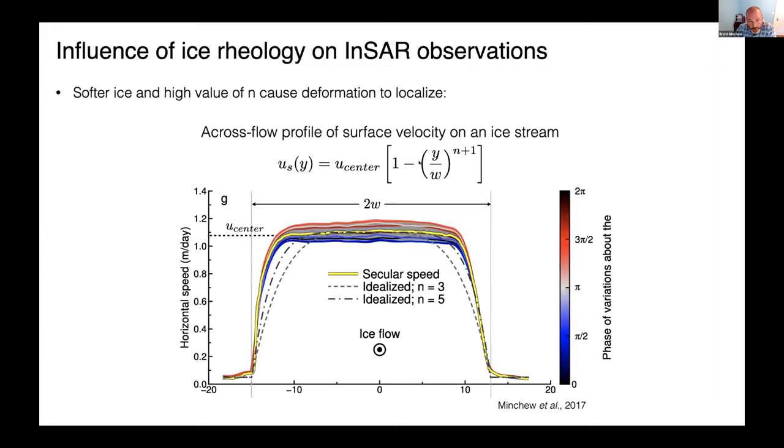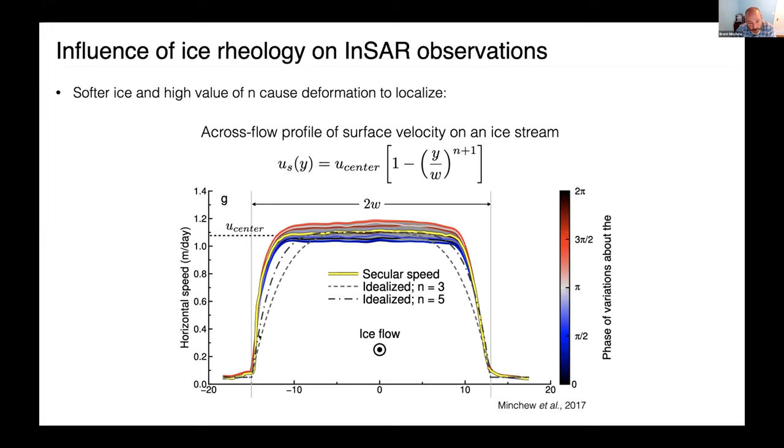So this is just an example, a cross flow profile of the velocity of an idealized ice stream. We have the observations focused here in the yellow lines. This is taken from the Rutherford data that we showed earlier. And then a few idealized models to show you the change in the n value from 5 to 3.